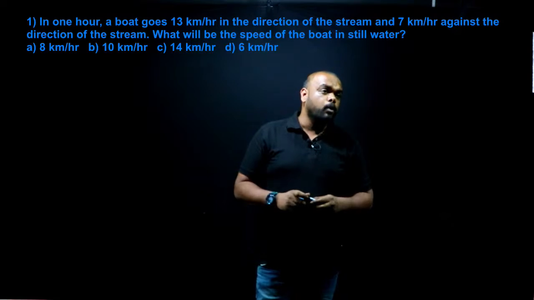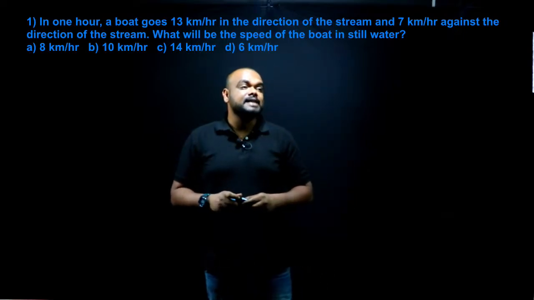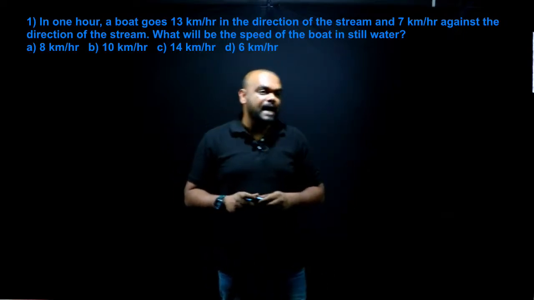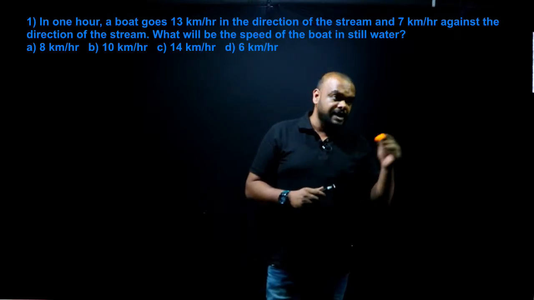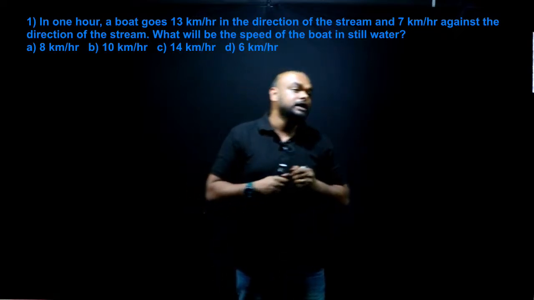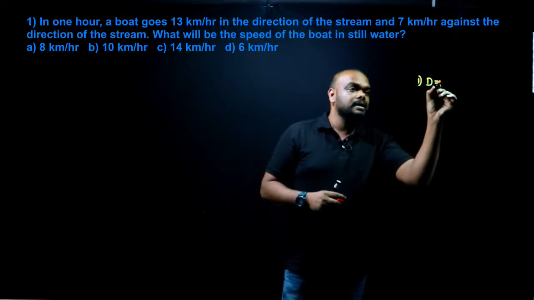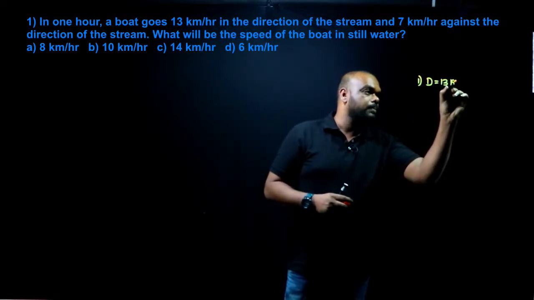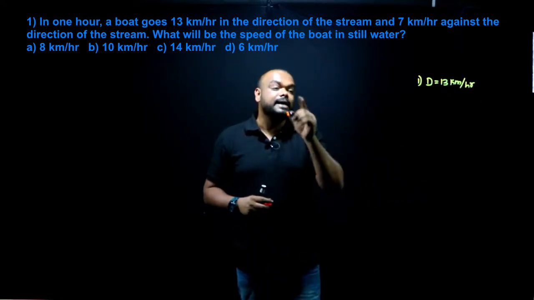In an hour, a boat goes 13 kilometers per hour in direction of the stream. The direction of the stream means downstream speed. He is talking about downstream speed. So what do we have here? Downstream speed, D, is given as 13 kilometers per hour. And 7 kilometers per hour against the direction of the stream.